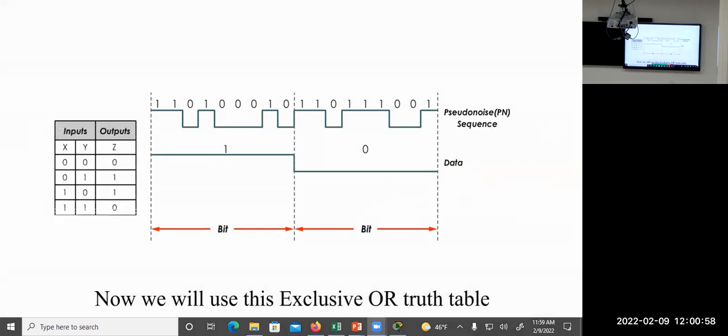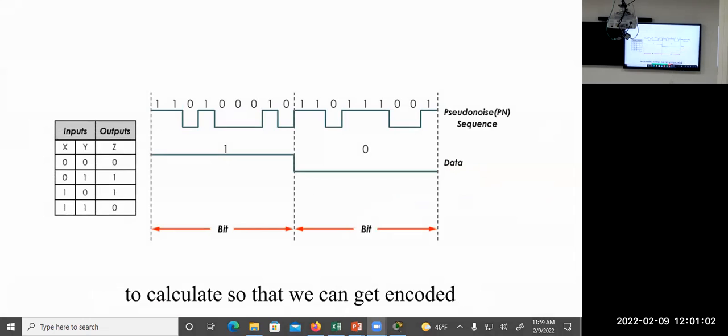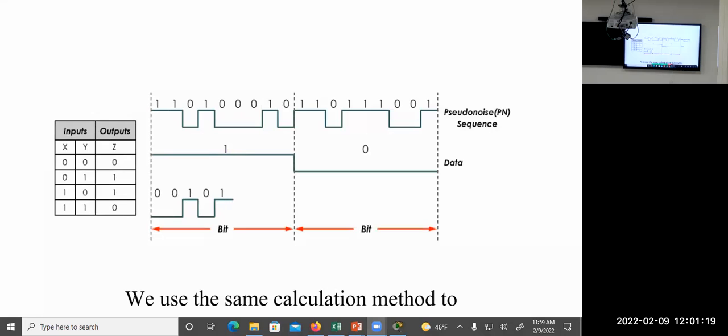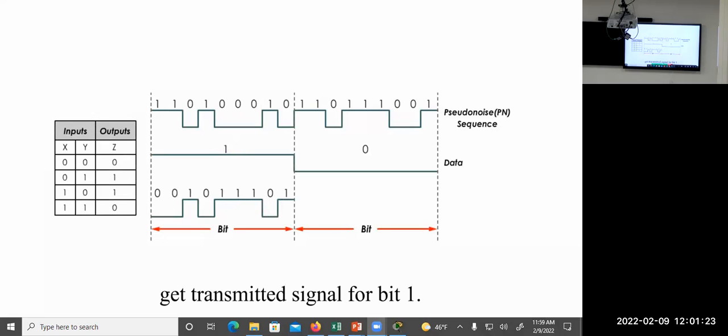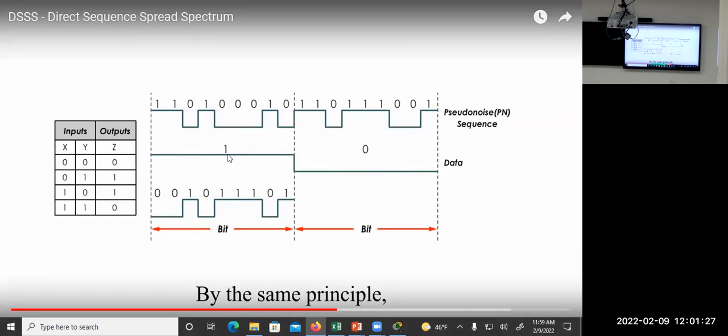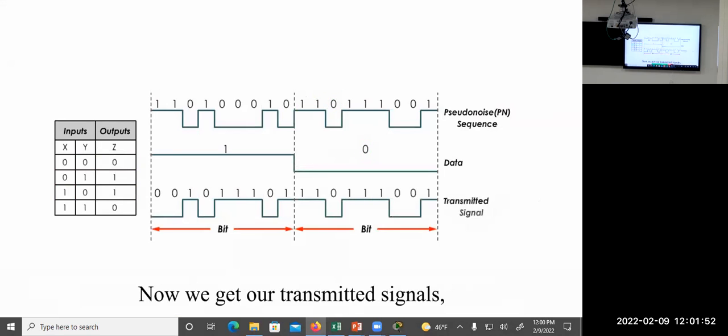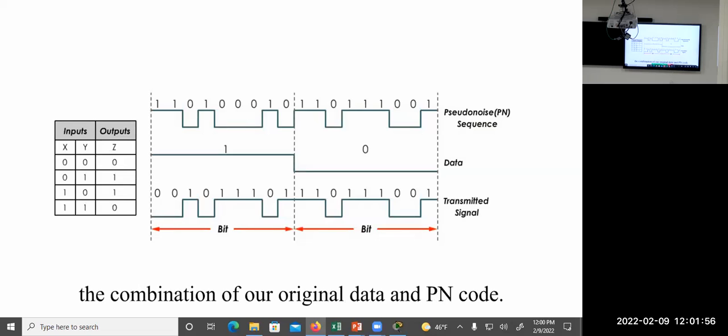Now we will use this exclusive OR truth table to calculate the encoded and modulated transmitted signals. 1 and 1 is 0, 1 and 1 is 0 again, 0 and 1 is 1. We use the same calculation method to get the transmitted signal for bit 1. By the same principle, for bit 0, we use the same table again. 1 and 0 is 1, 1 and 0 is 1 again, 0 and 0 is 0, and so on. Now we get our transmitted signals, the combination of original data and PN code.